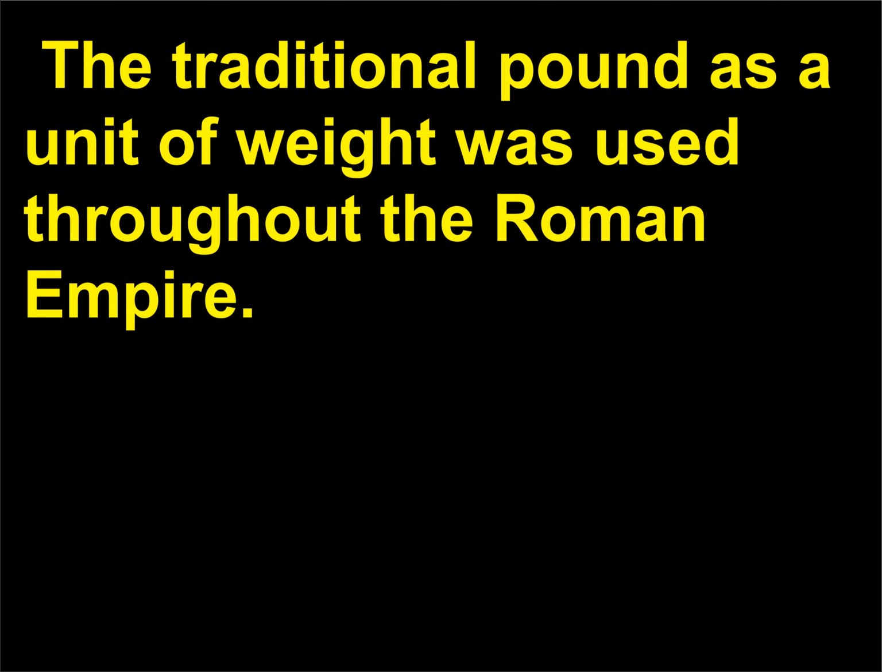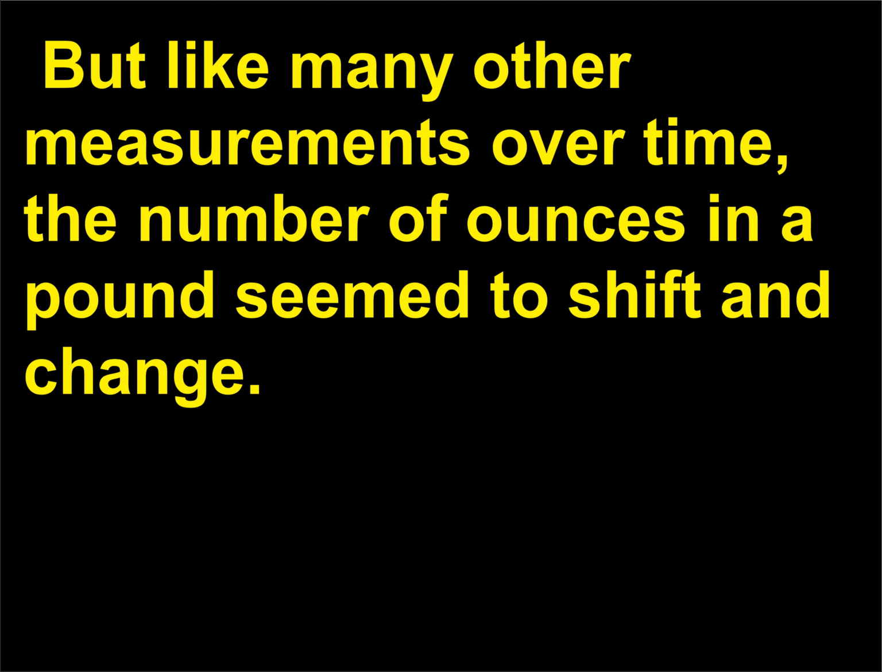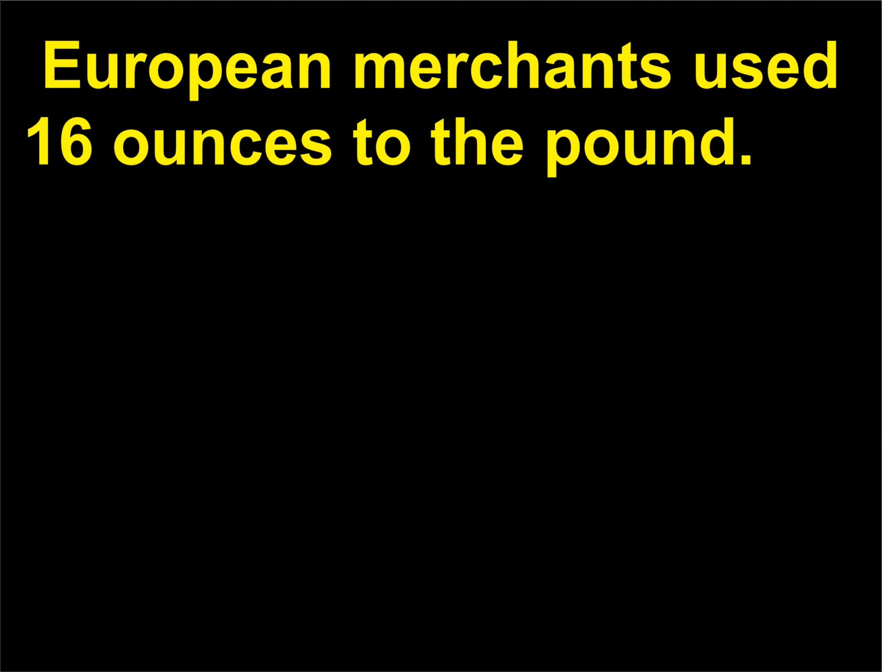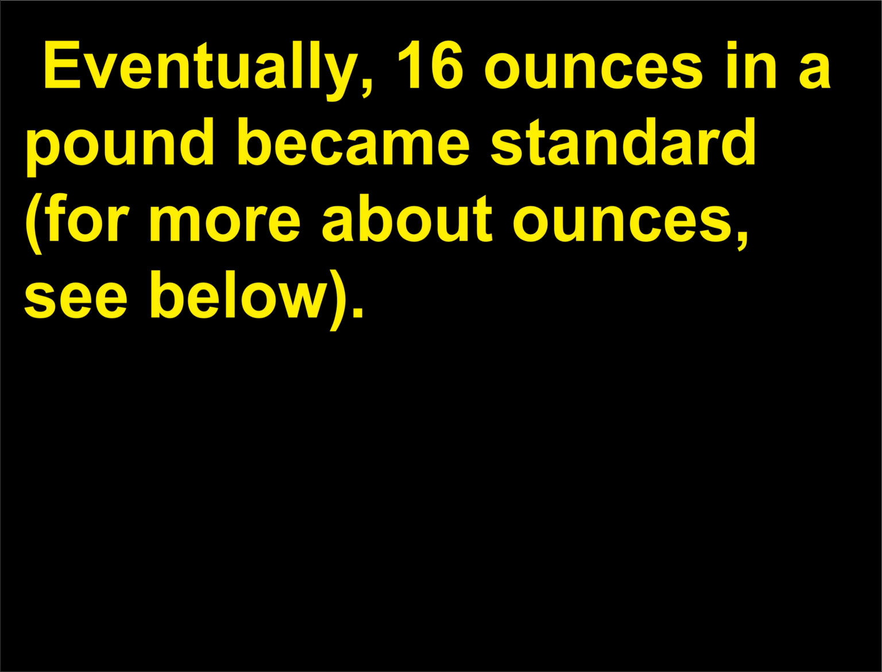The traditional pound as a unit of weight was used throughout the Roman Empire. But like many other measurements over time, the number of ounces in a pound seemed to shift and change. For example, the number of ounces in the Roman pound was 12. European merchants used 16 ounces to the pound. Eventually, 16 ounces in a pound became standard. For more about ounces, see below.